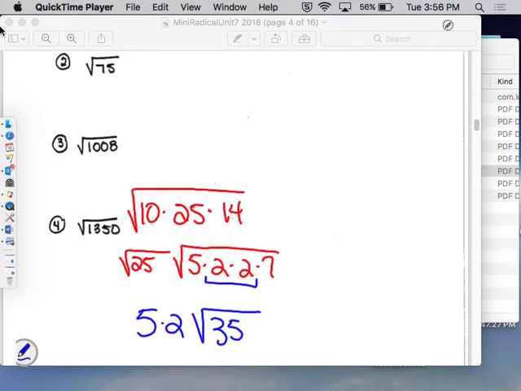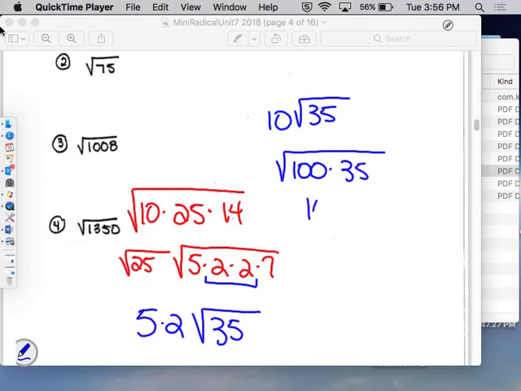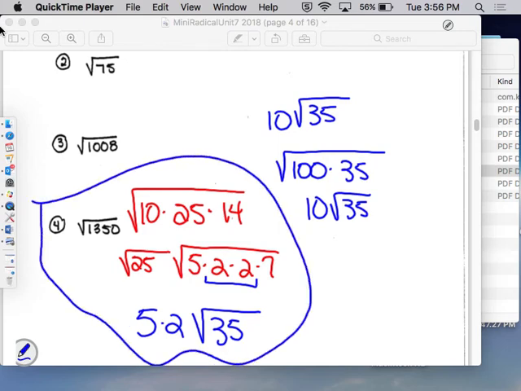So my simplified answer would be 10 radical 35, which means that the easiest thing for me to do on the first step is to just simply multiply 100 by 35, leading me directly to 10 radical 35. But if you don't see the largest perfect square factor right away, you can still arrive at the answer if you keep on factoring, looking for perfect square factors.